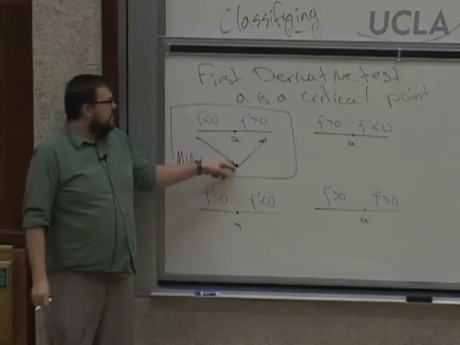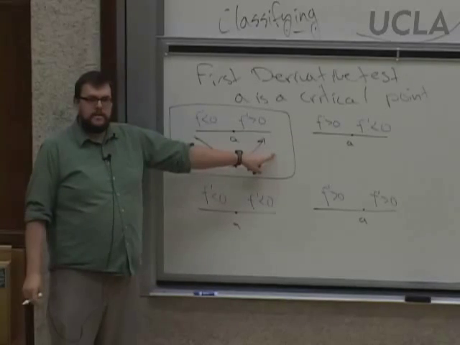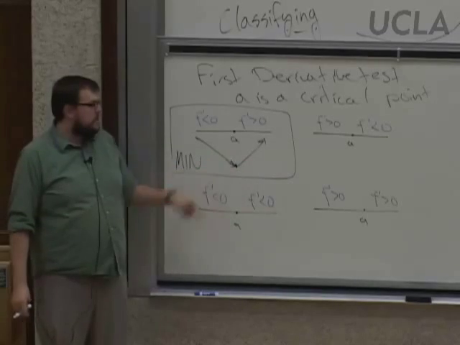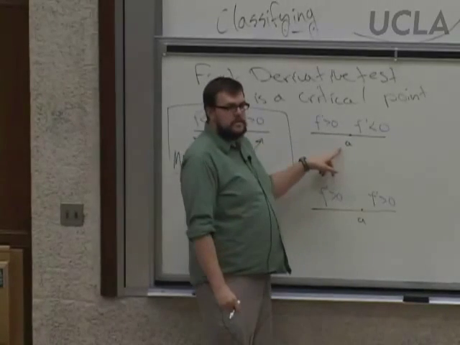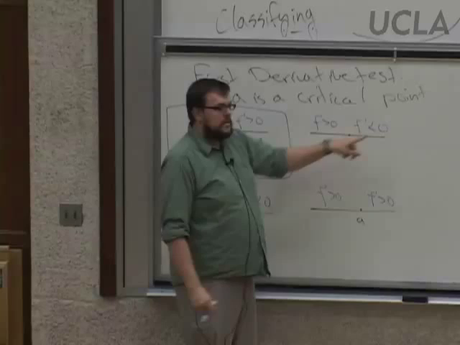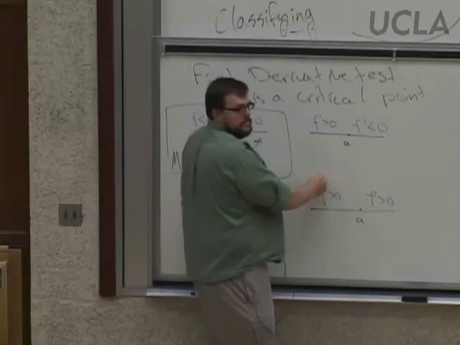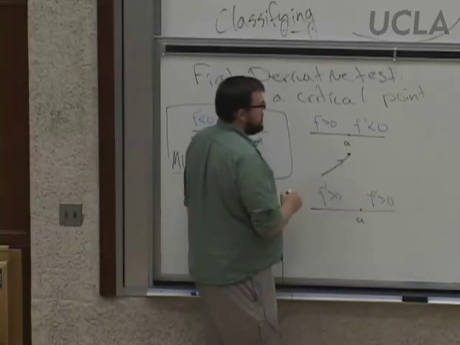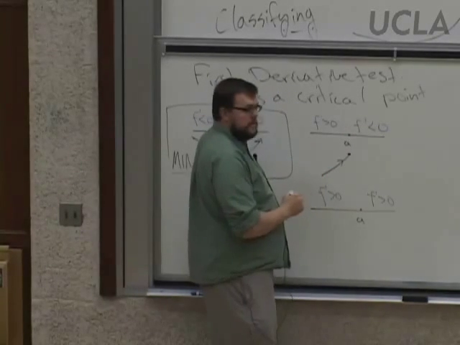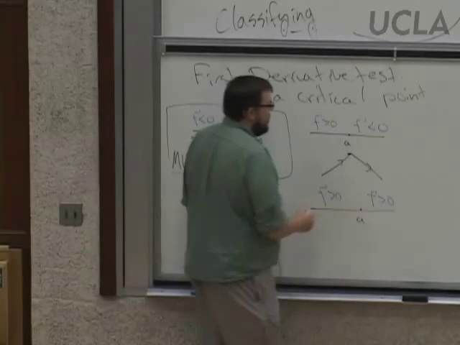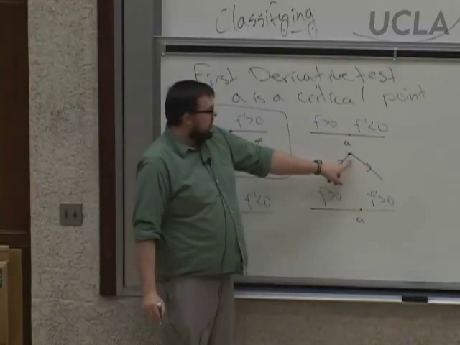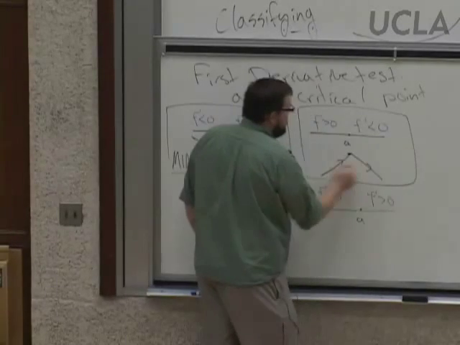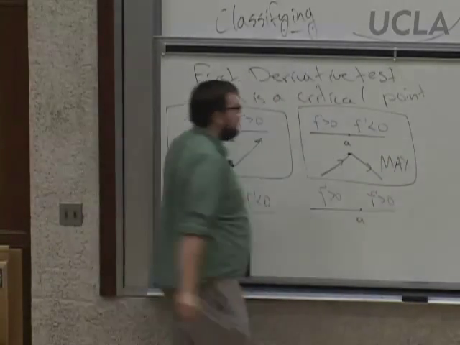Negative means I'm going down. I hit my point. Positive means I'm going up. And you can see, I'm at the bottom here. That's a min. How about here? Derivative is positive, then negative. Derivative positive means going up, increasing. I hit my value of my function. Derivative is negative, going down. I'm decreasing. Look at the picture. Where is A? A is at the top. It's a max. It's bigger than everything nearby. So this is a maximum.